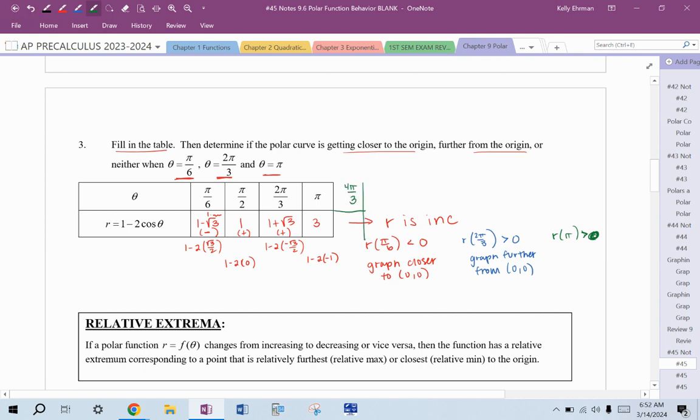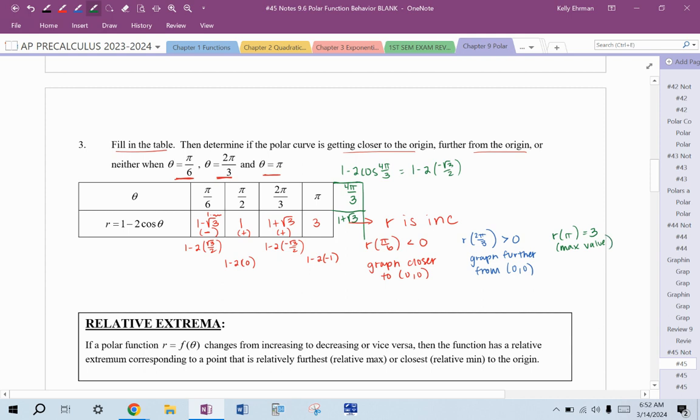I would hope that they would give you values that you picked on either side of. Like, does the graph start decreasing after this? So 1 minus 2 times the cosine of 4 pi over 3, because that's the next pi over 3 value after pi. That's 1 minus 2 times negative radical 3 over 2. So we're back to 1 plus radical 3. So actually, r of pi is equal to 3. And this is actually its max value.